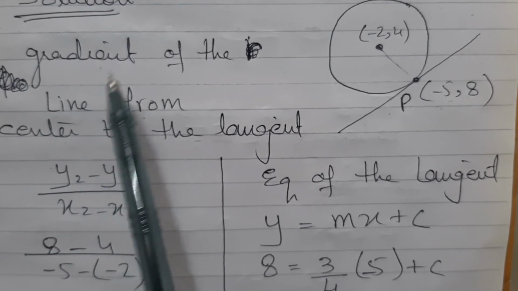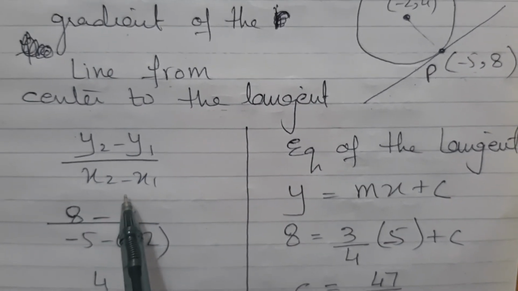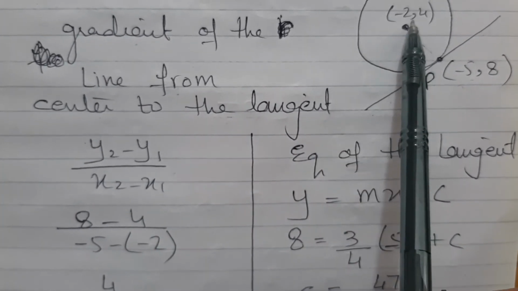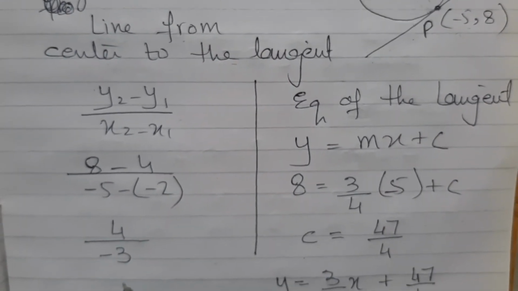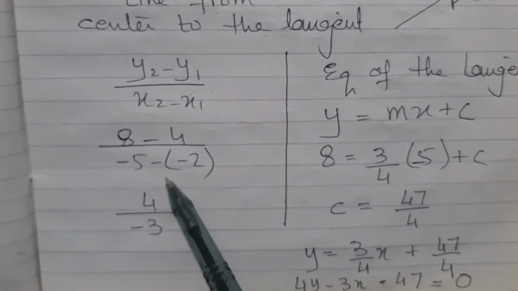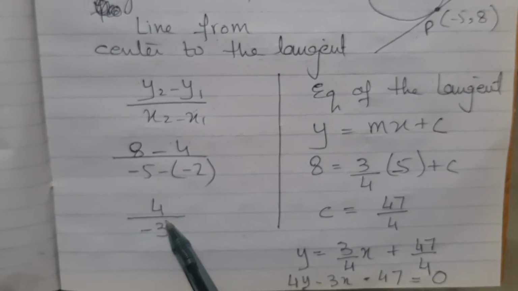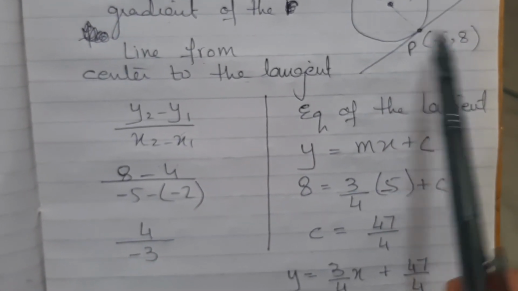So let's find the gradient from the center of the circle to the point using the formula y2 minus y1 over x2 minus x1, because this is a straight line, so I can apply this formula. So the gradient of this line is 4 upon minus 3. You can see here I have subtracted the two y coordinates and x coordinates. Points are given here, minus 2, 4 and minus 5, 8.